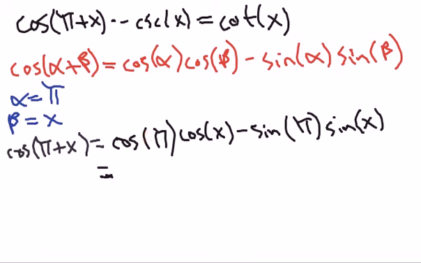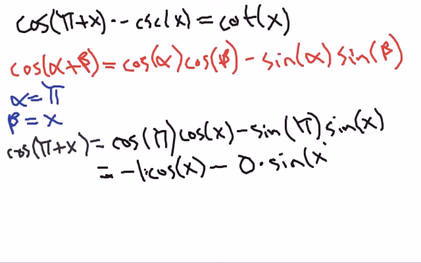Okay, and then we're just going to use some things that we know from the unit circle. Cosine of pi is -1. So I have -1 times cosine of x, because we don't know what x is, so I just leave it there. And then we have minus, well, sine of pi is 0 times sine of some angle x. So this goes away because it's equal to 0, and I'm just left with negative cosine of x. So what I've done here is take the first part of the equation and simplify it to negative cosine of x. We're going to continue this on the next page.